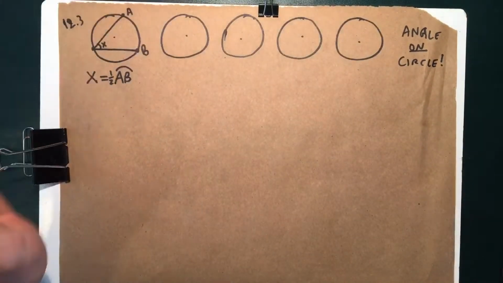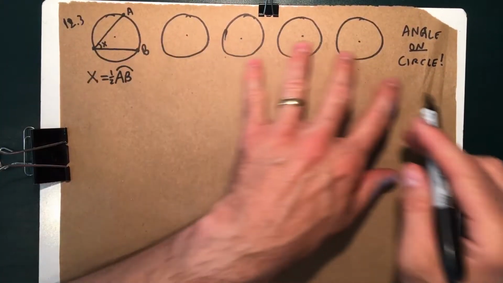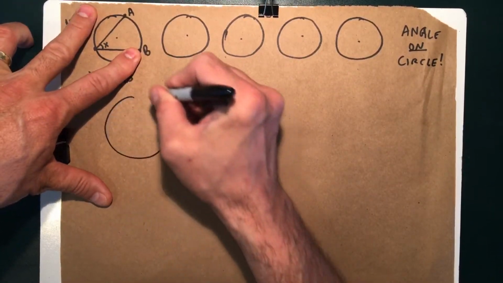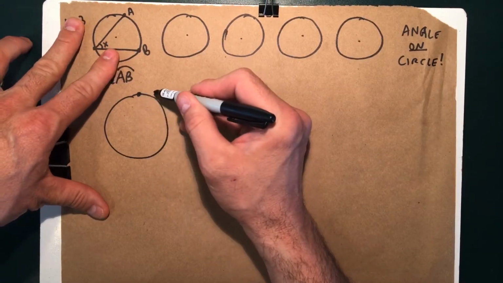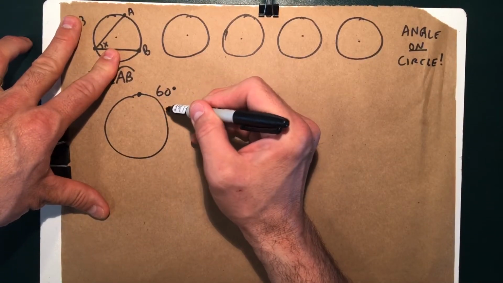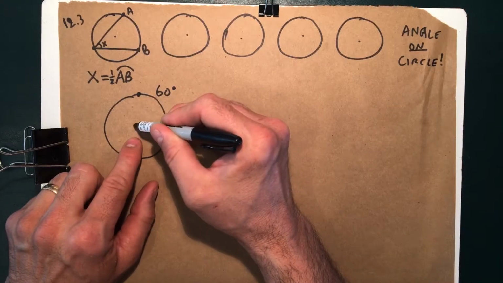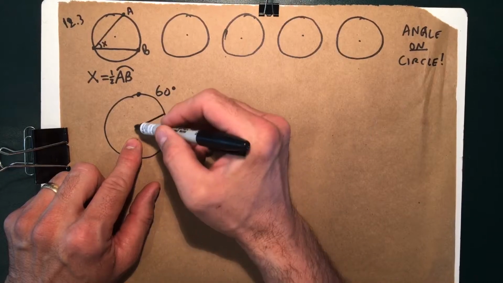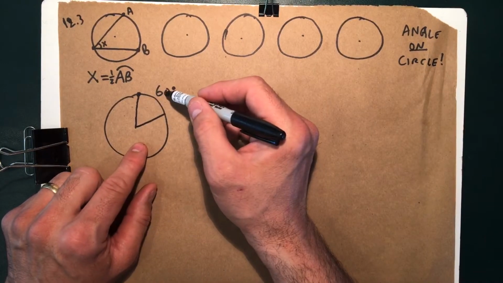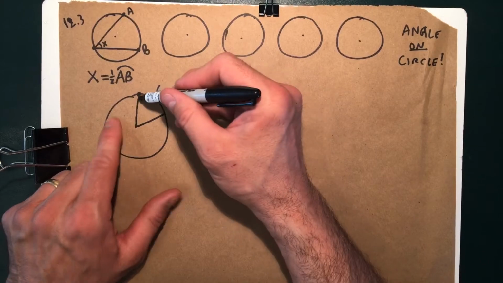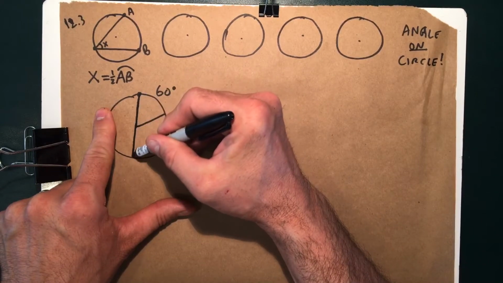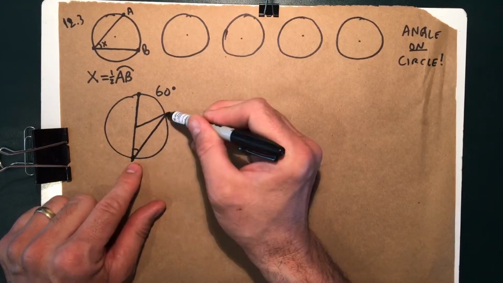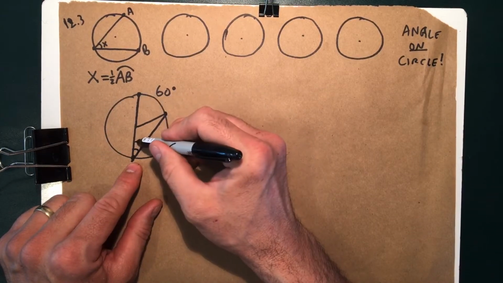Now, this is really cool. Let me show you a couple examples. What about this other one? Let's say something nice and simple, like this is 60 degrees. I'm imagining a 60 as a central angle, maybe something like this. I wonder how big this angle way down here is. Well, because it opens to 60, this angle is a 30.